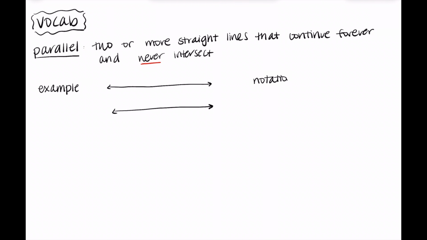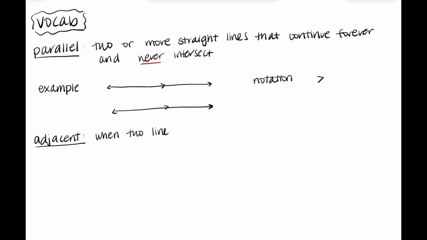So here is an example of what two parallel lines look like, right? They're straight, they never intersect, and they have the arrows on the end, which means that they're going to continue forever. And the notation we would put on these lines to classify that they're parallel kind of looks like a greater than sign, right? So we'll go through and add those two in, and that is our definition of parallel.